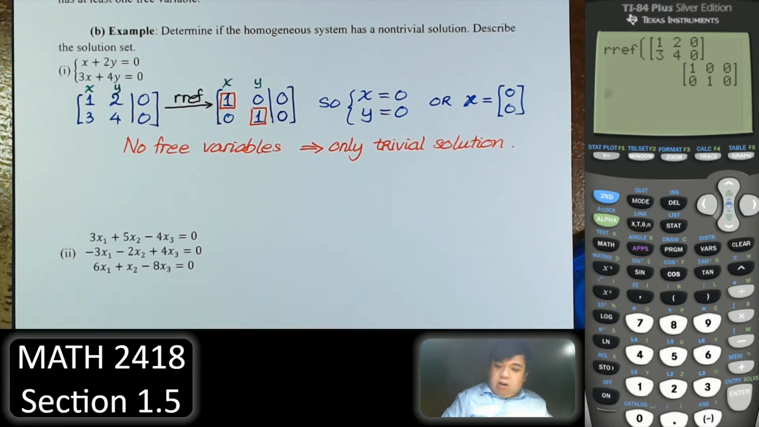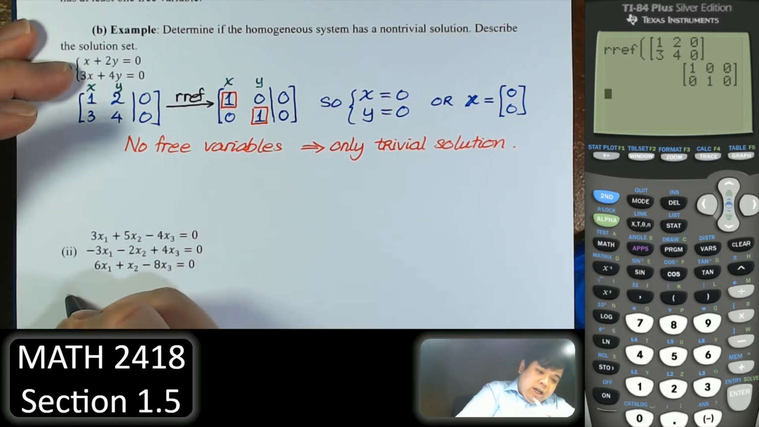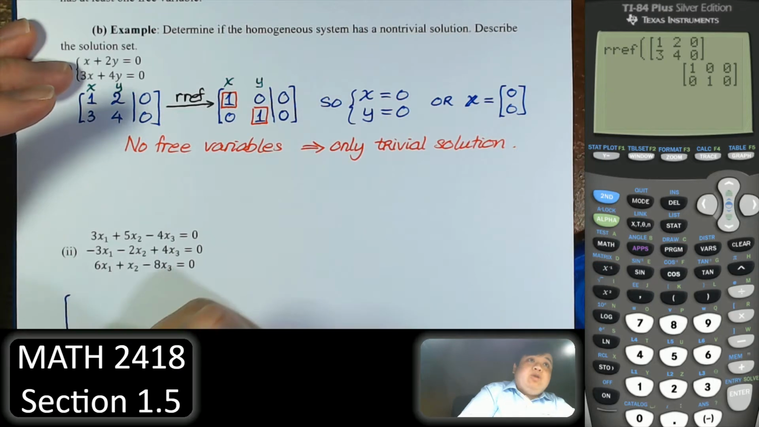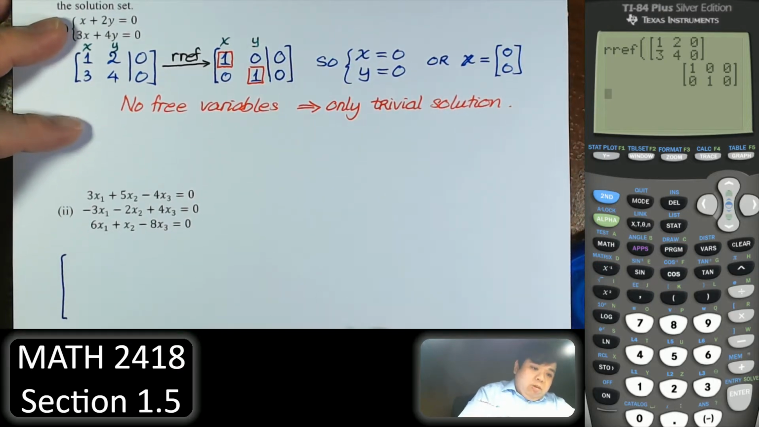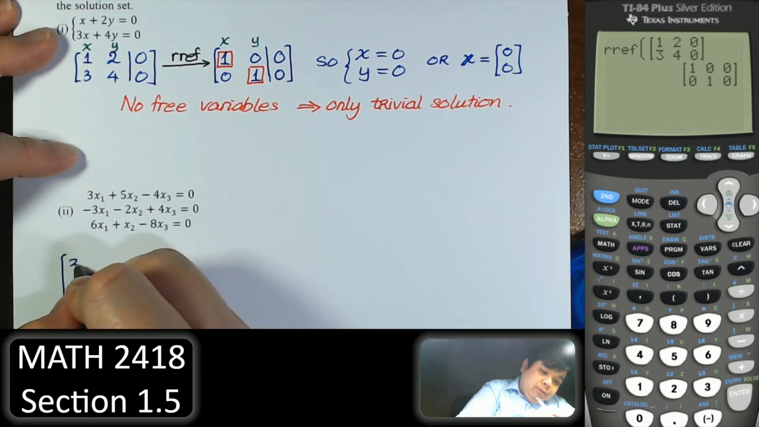Now look at another example. Once again, I'm going to put that in the augmented matrix and then find the reduced row echelon form for it.